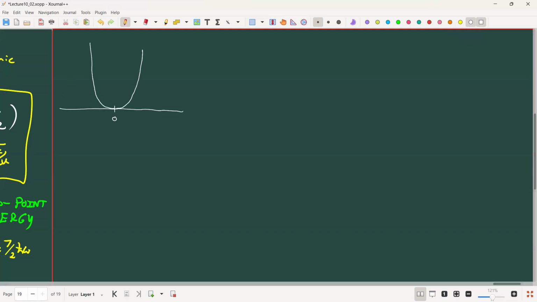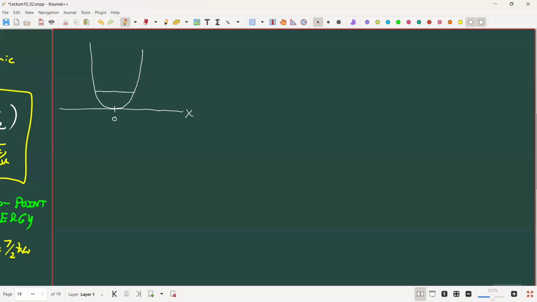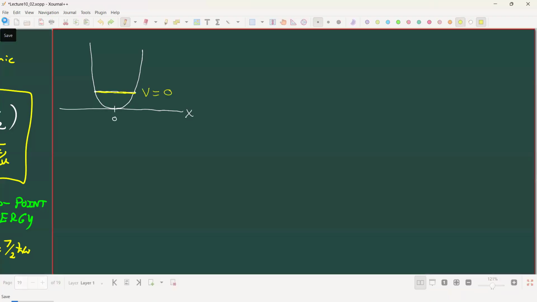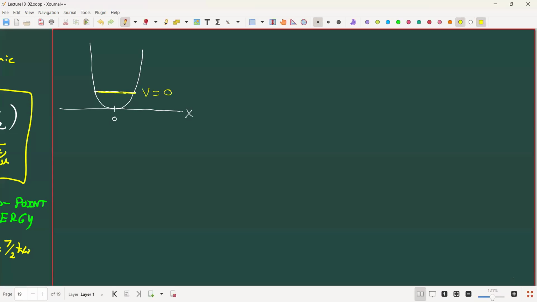So this is x equals 0. And we're going to look at something in its vibrational ground state. Let me give it this different color. Okay, so we're going to put our system at v equals 0. Zoom in. Okay, so we have a wave function.